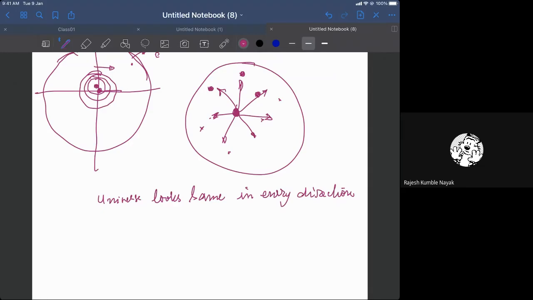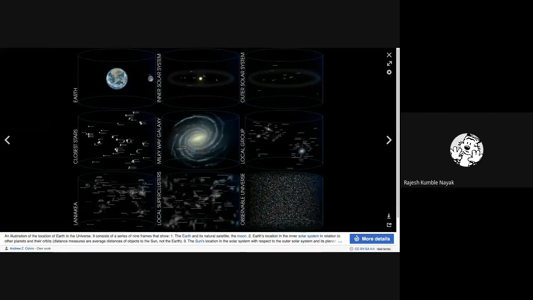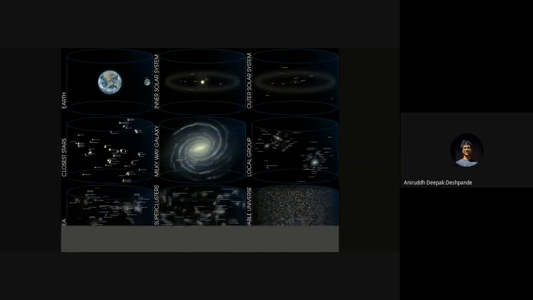So let me quickly share my screen here with you. Let's change the screen tab. I need to share a tab. This is a Wikipedia page. Can you see the page? Yes, sir. Okay.